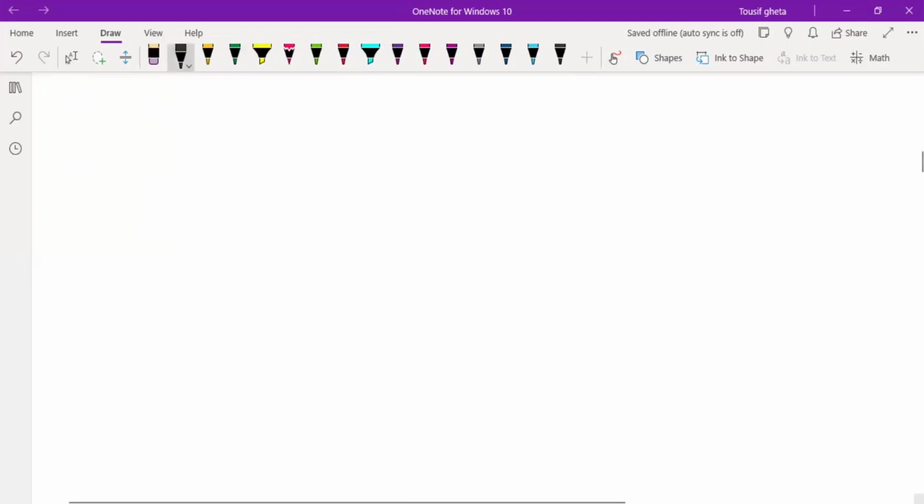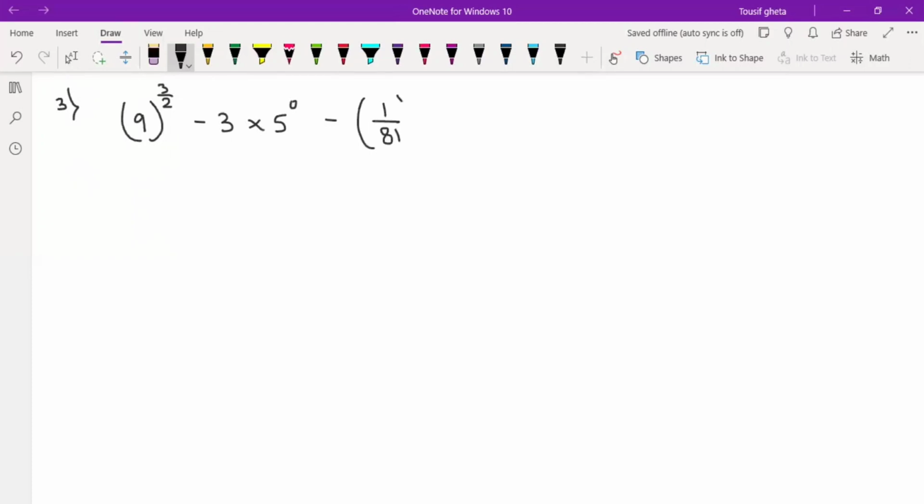The third one. That is 9 to the power of 3 by 2 minus 3 into 5 to the power of 0 minus 1 by 81 whole to the power of minus 1 by 2, and we need to simplify this one. That means we need to find the value. So 9 is not a prime number, it is a composite. Let us convert it to a prime number.